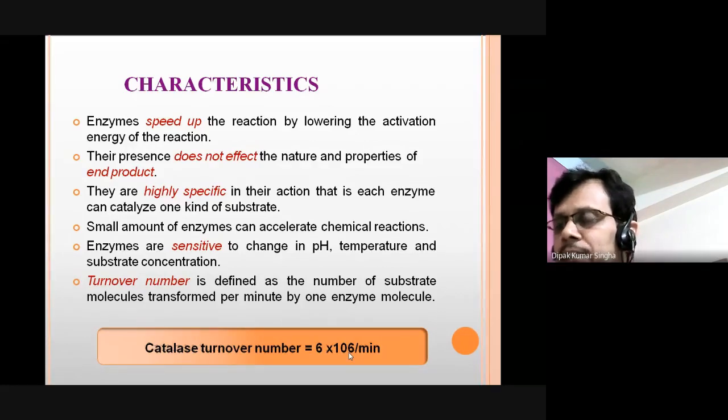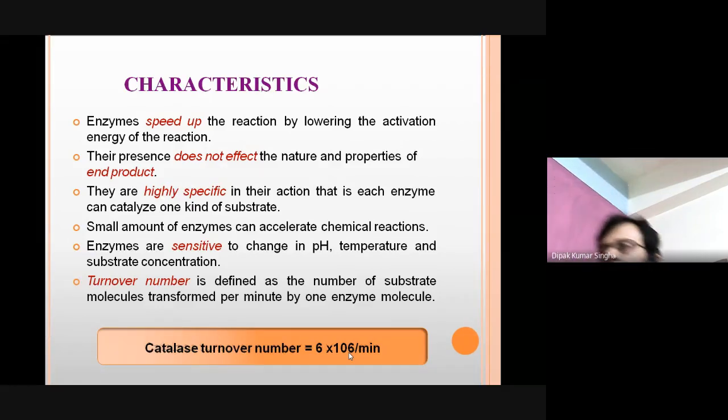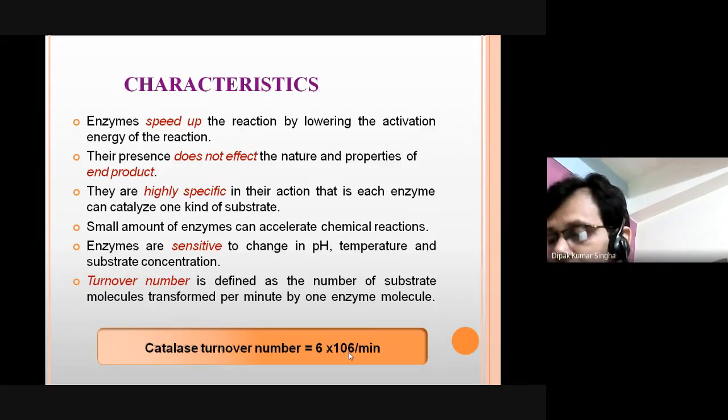A small amount of enzyme can accelerate chemical reactions, and there are many examples. If a piece of chicken is kept in hydrochloric acid, it takes 2 to 4 days to dissolve the chicken. But when dilute hydrochloric acid is used along with the piece of chicken and pepsin, a proteolytic enzyme, within 2 to 3 hours it will break into smaller particles, or be digested. So the reaction is faster because of the enzymes.